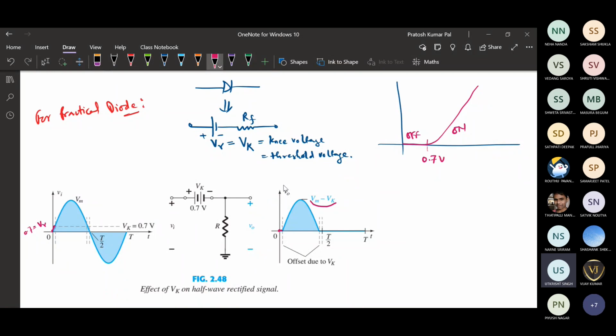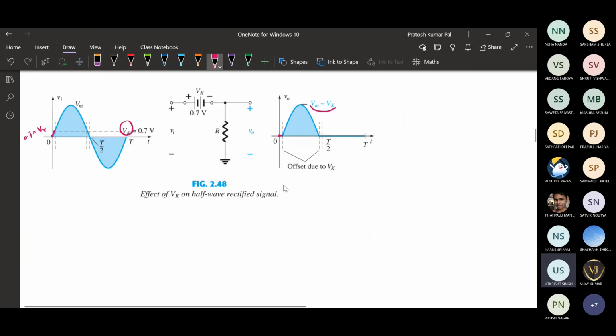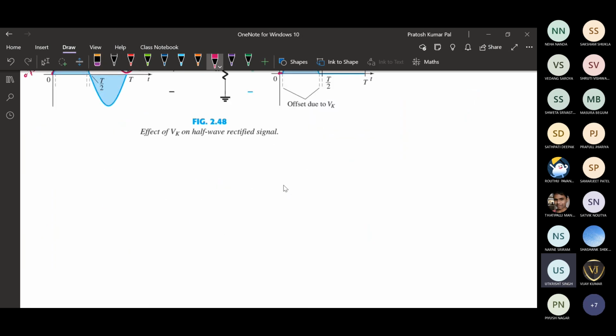Okay, so this is the case of a practical diode. The similar nature will be there. The only difference is that here we have a value less than whatever input we are applying. So this part of the signal will be cut at the output, and that cut will be defined by the knee voltage, which is 0.7 for a silicon diode. So this is your half wave rectifier.